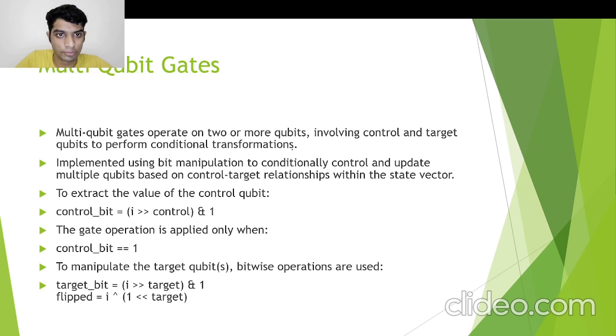Now, multi-qubit gates. Multi-qubit gates introduce one more qubit to be involved in the application of the gate. Multi-qubit gates involve a control bit, and the target's manipulation is done only when the control bit is 1.